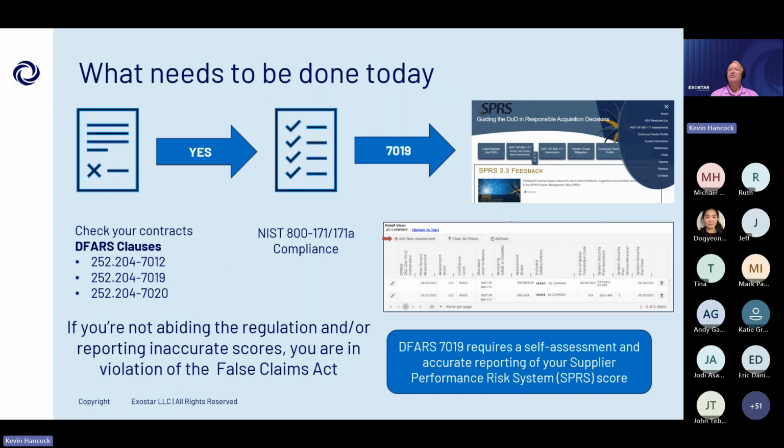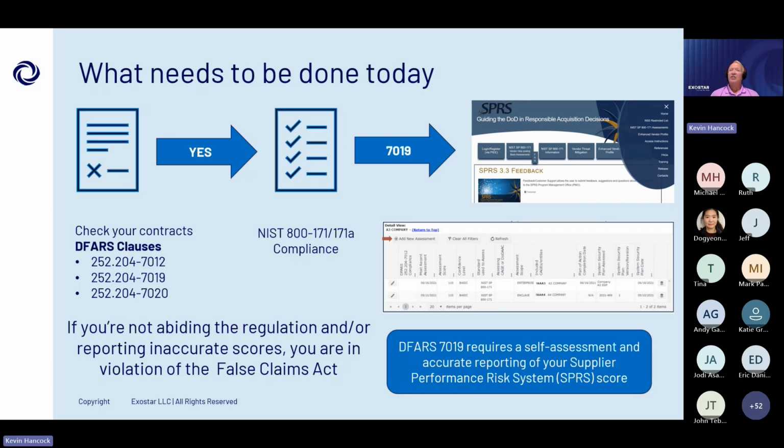7019 clause requires you to do a self-assessment of your implementation of those NIST 800-171 controls. As part of that self-assessment, there is an assessment guide provided that shows you how you score yourself on that NIST 800-171 assessment. It then asks you to go into the SPRS system using your cage code provided to you by the Department of Defense. You enter that score that was generated into the SPRS system.